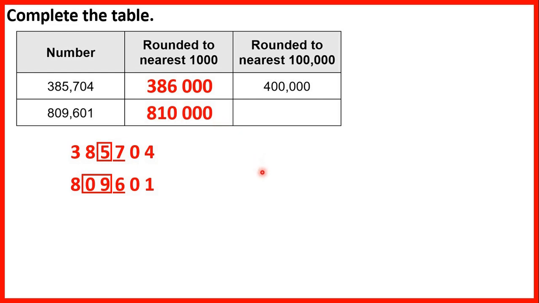810,000. And now, to round to the nearest 100,000, we find our 100,000s digit, look to the right, and we have a 0. And if it's 4 or less, we round down. So that means our digit stays the same. Digits to the right turn into zeros, so we have 800,000.